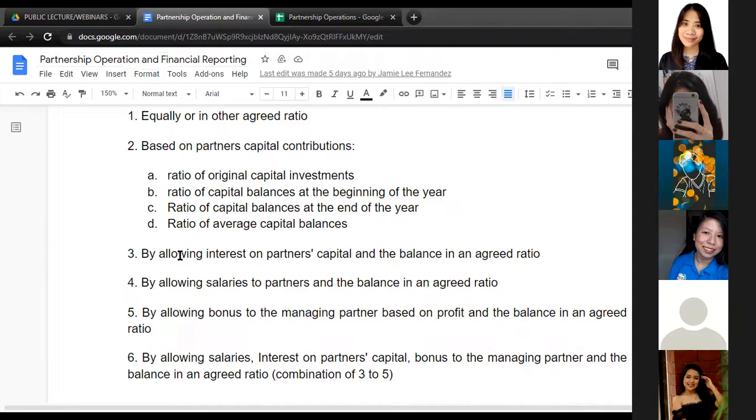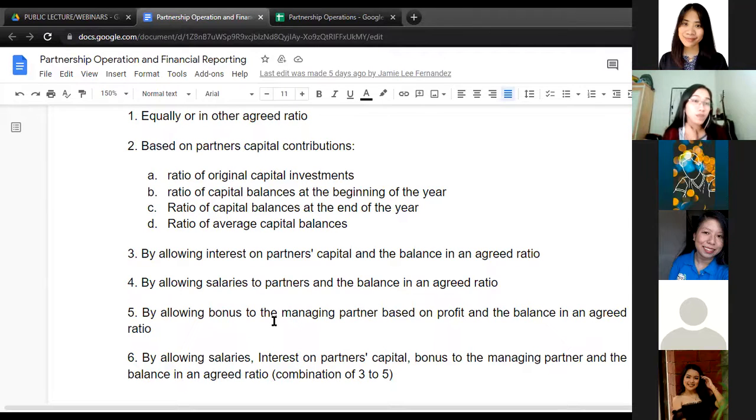Yung mga dapat i-consider kapag magdi-distribute ng profit sa mga partners. So, ito, meron tayo ditong by allowing interest on partners' capital, by allowing salaries to partners, by allowing bonus to the managing partner based on profit. Itong tatlong ito, minsan nakasama sa stipulation o sa usapan ng mga partners na ibabawas sa profit, i-consider para malaman kung magkano nga ba yung profit na i-distribute sa mga partners. So, itong salaries, kailangan nilang i-consider minsan kasi merong mga industrial partners na nakakatanggap ng salary in addition to his or her profit sa partnership.